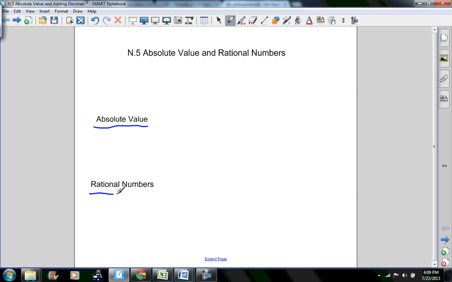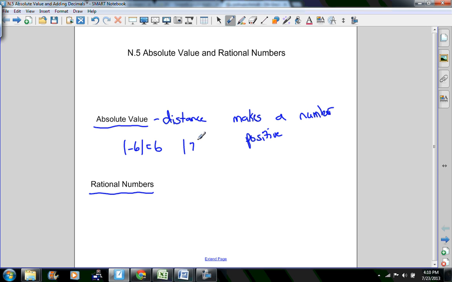Our two words here are absolute value, which we should have talked about before, and rational numbers, which should be new. Okay, so absolute value is a distance, and it makes a number always positive. So if the number starts positive, it will stay positive. If the number starts negative, it will turn to positive. An example would be the absolute value of -6, signified by these bars, is equal to 6. The absolute value of 7 is 7. It will always be a positive number.